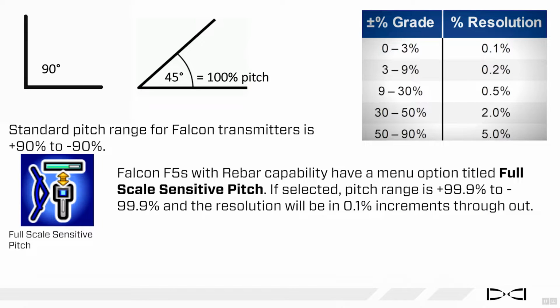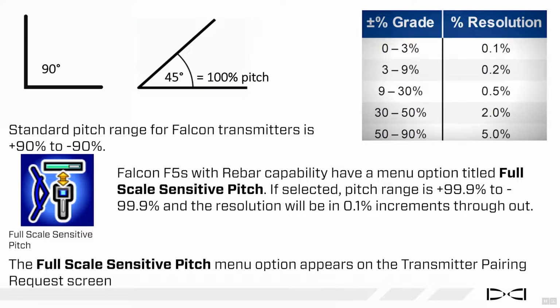Falcon F5s with rebar capability have a menu option titled Full Scale Sensitive Pitch. If selected, pitch range will be between plus 99.9% and minus 99.9%, and the resolution will be in 0.1% increments throughout. The Full Scale Sensitive Pitch menu option appears on the transmitter pairing request screen.